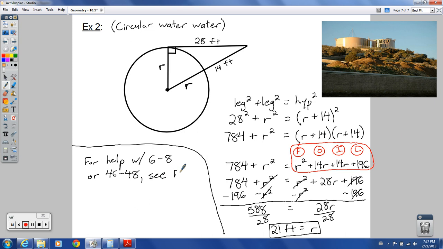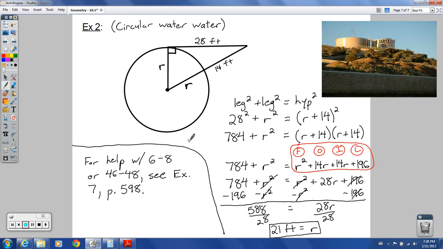I'm trying to keep the notes that you have to take to an amount that's not too cumbersome. That's a good way to put it. A length that's not too cumbersome for you. So to do that, sometimes I need to point you to the examples in the book. That's what I'm going to do right here. So for help with 6 through 8 or 46 through 48 on the classwork, I want you to see example 7 on page 598.